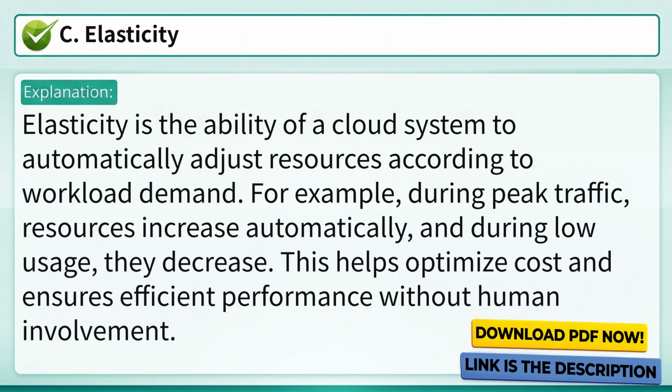Elasticity. Explanation. Elasticity is the ability of a cloud system to automatically adjust resources according to workload demand. For example, during peak traffic, resources increase automatically, and during low usage, they decrease. This helps optimize cost and ensures efficient performance without human involvement.